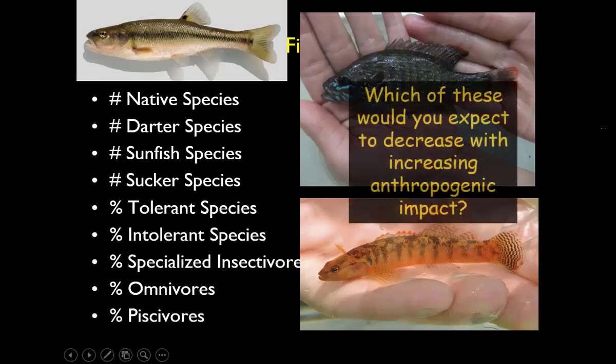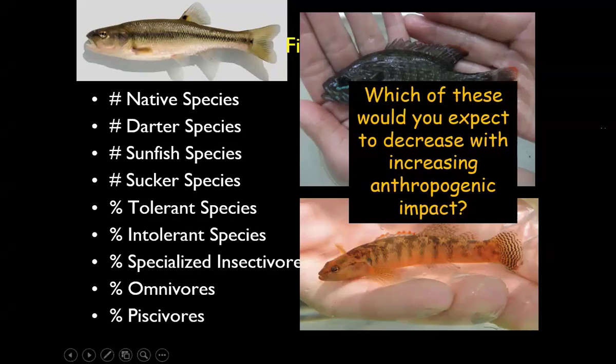All right. So let me ask you, as human impacts increase, which of these would you expect to decrease? Any thoughts? So certainly good. Expect the percentage of your fish that are intolerant species to decrease. Yeah, probably darters, right? Because just like the fantail darter, a lot of darters are fairly intolerant. They need clean gravel with invertebrates to feed on, and that can go away pretty easily when pollution starts to happen.